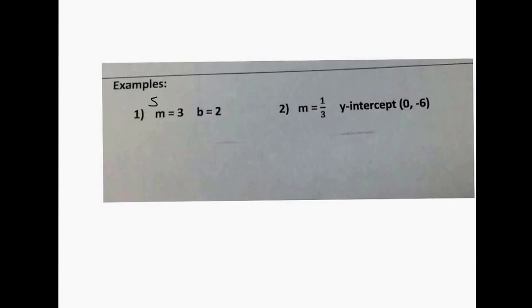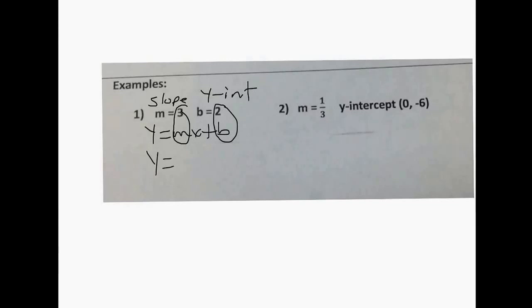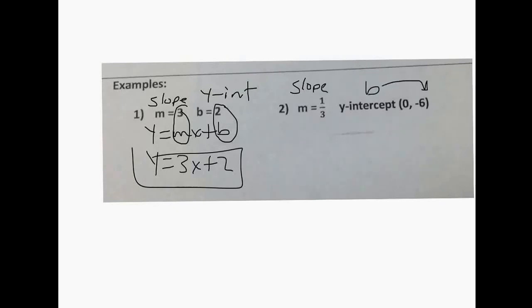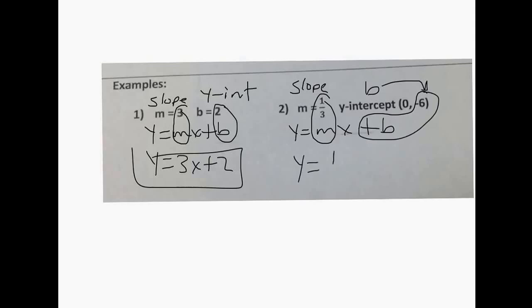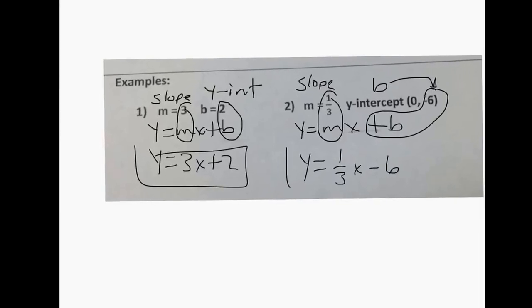Here m is slope and b is y-intercept, and so all we're doing is taking y equals mx plus b, and we're placing the 3 there and the 2 there, so we get y equals 3x plus 2. That easy. Here's our slope again. Here's our b, or our y-intercept. Remember, it's that number by itself. So y equals mx plus b. 1/3 goes in. Negative 6 goes in. So y equals 1/3 x minus 6.